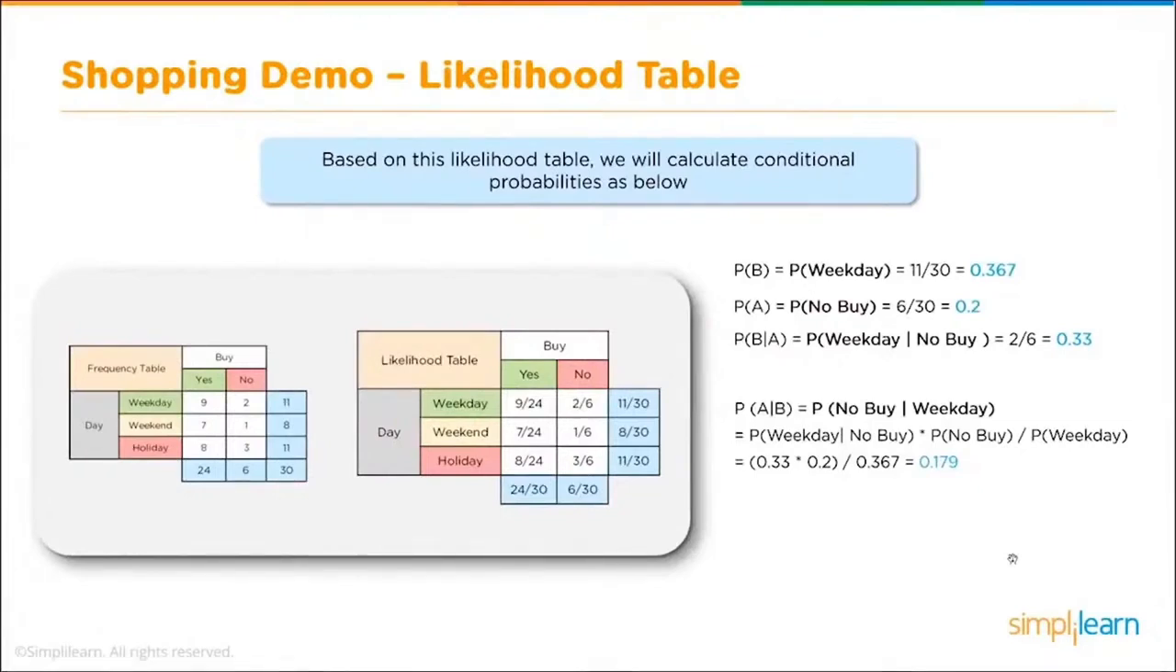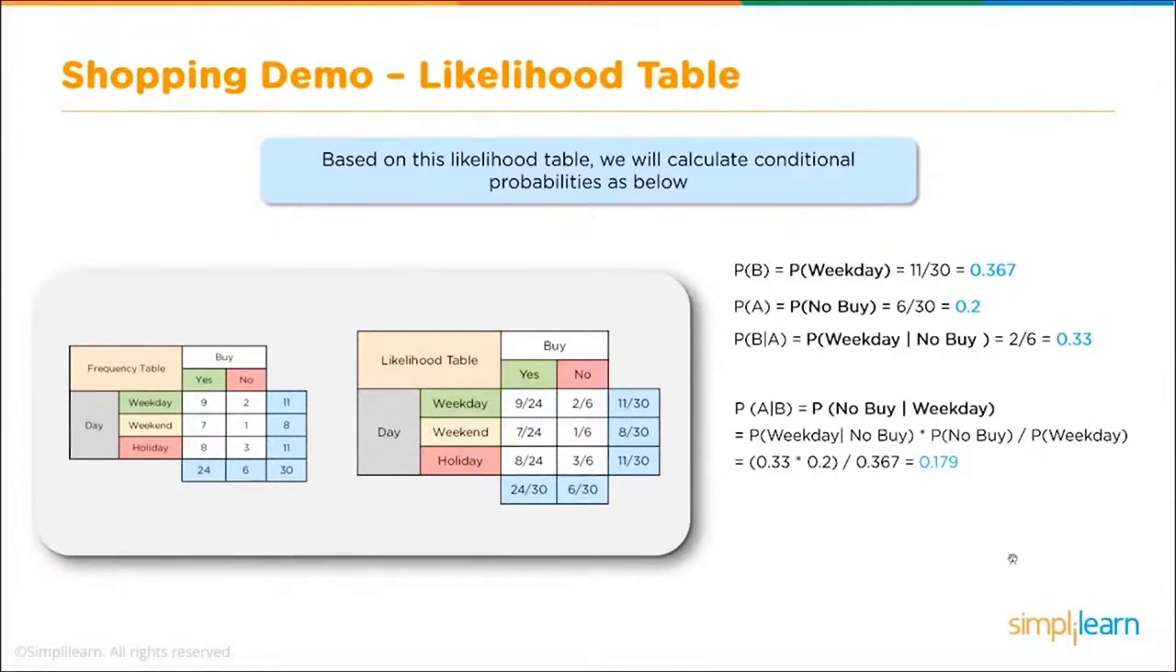Let's take a look at this at different probabilities, and based on this likelihood table, let's go ahead and calculate conditional probabilities as below. The first 3 we just did. The probability of making a purchase on the weekday is 11 out of 30, or roughly 36 or 37%, 0.367. The probability of not making a purchase at all, doesn't matter what day of the week, is roughly 0.2 or 20%. And the probability of a weekday no purchase is roughly 2 out of 6.